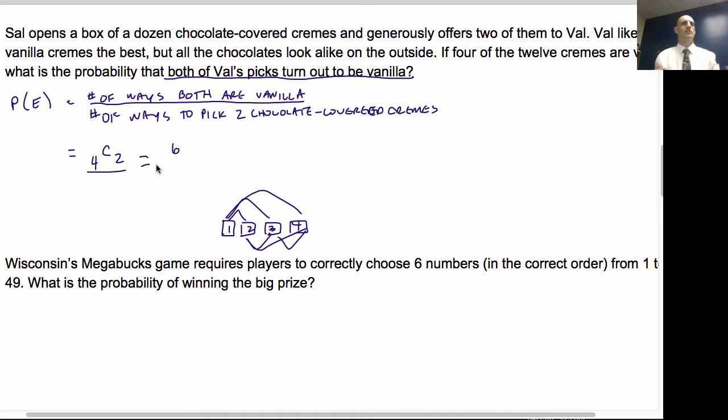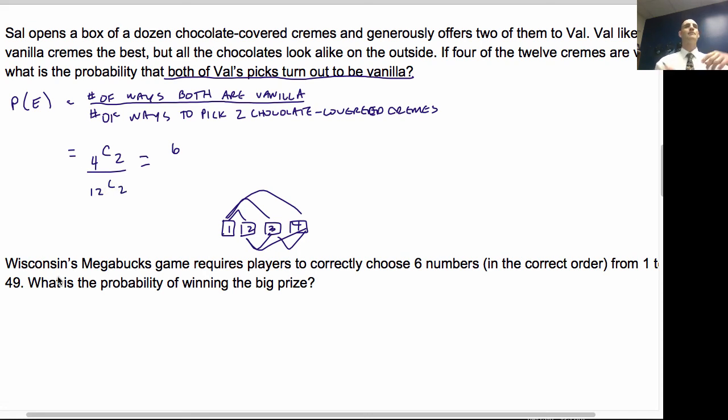Well, Mr. Saris, why is it 4C2? Why does it have to do with the total number? I'm thinking about the favorable outcomes, meaning picking 2 vanillas. How many ways are there to pick 2 vanillas? Well, of the 4 vanillas, you know you're picking 2 of them. But the number of ways to pick 2 chocolate-covered creams is 12 combined 2 at a time.